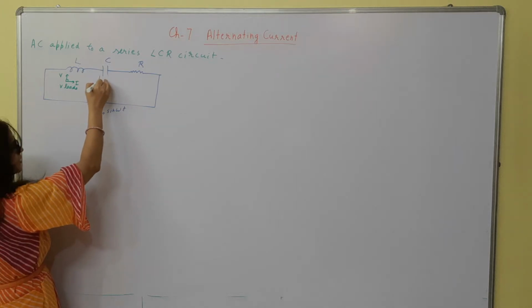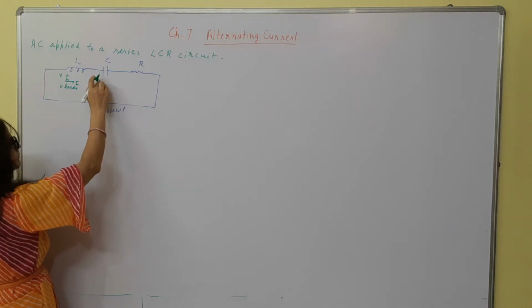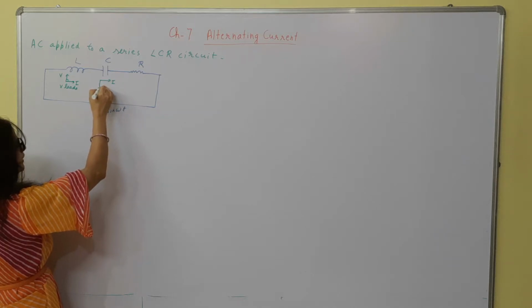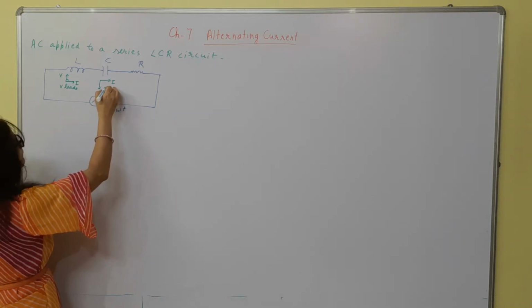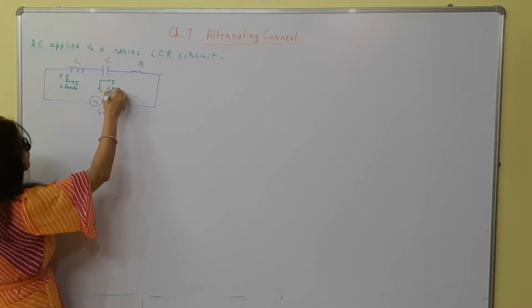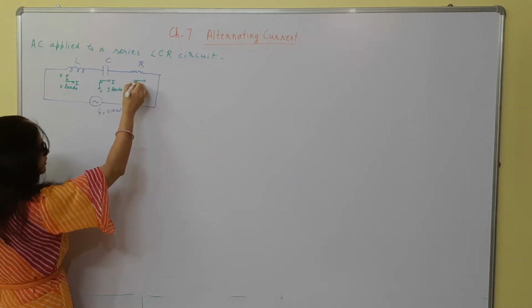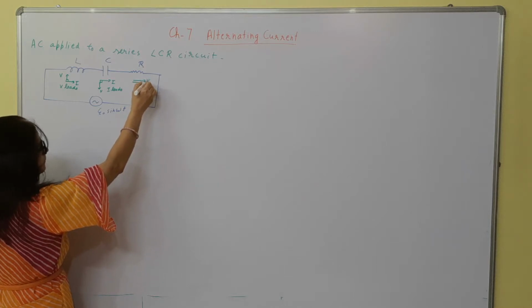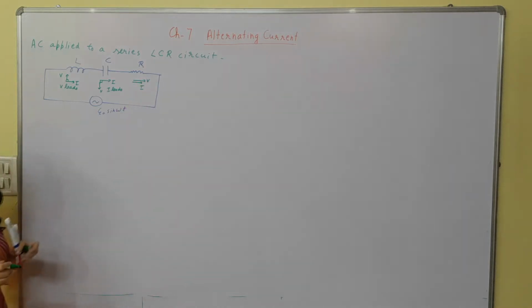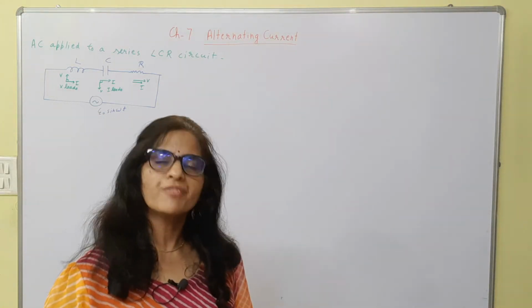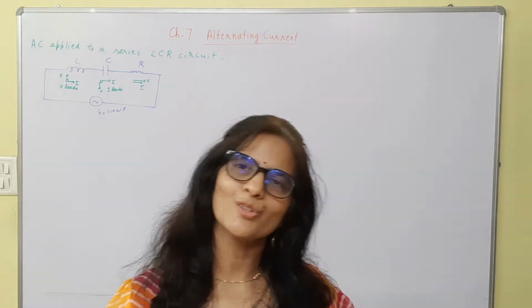In case of capacitor, the current leads the voltage by pi by 2. And in case of resistor, the voltage and current are in the same phase. We are going to use this concept to draw the phasor first and then the phasor solution.